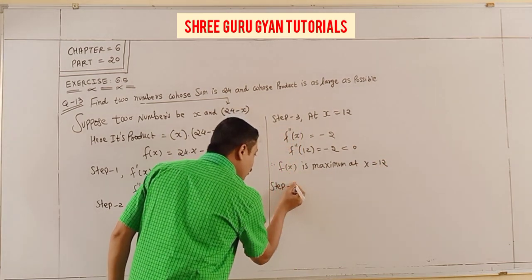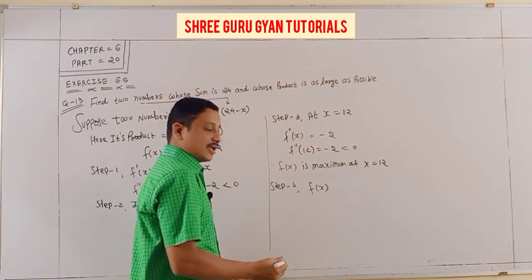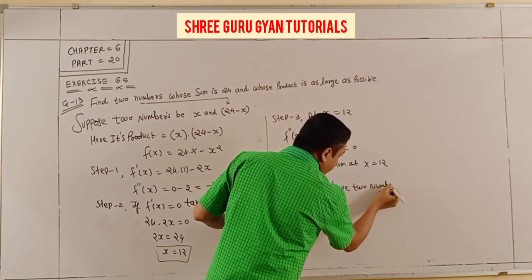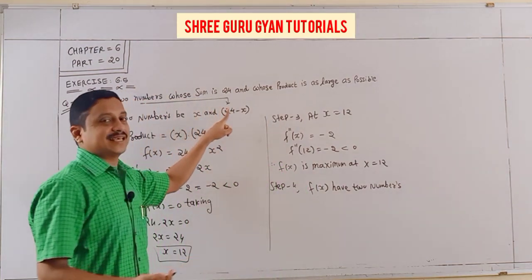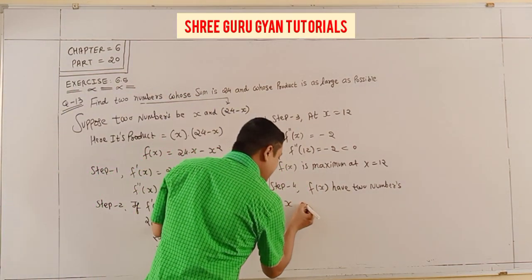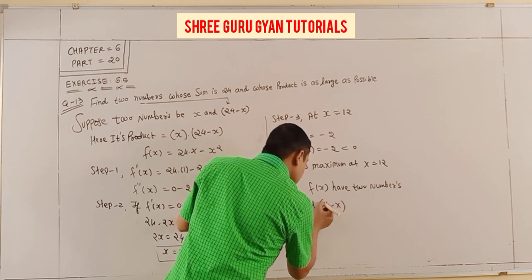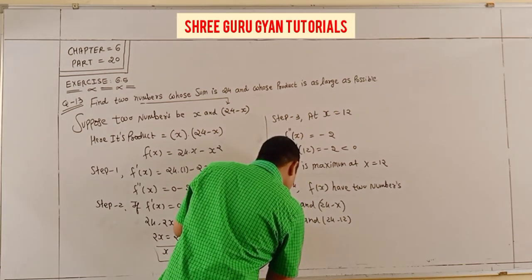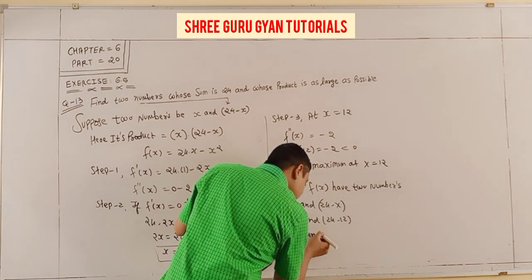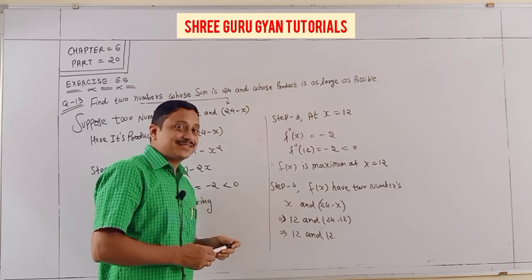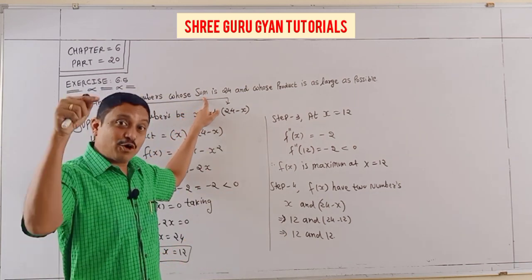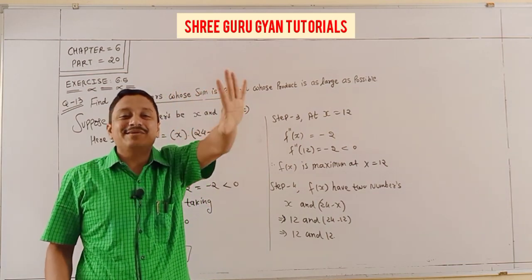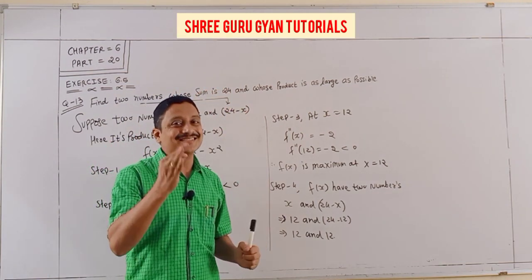And last step 4. What is your f(x)? You have two numbers, x and 44 minus x. You just put in 22, and 44 minus 22. So my answer is, students, 22 and 22. If you add both, you get 44. But if you multiply them, the product is as large as possible, it means it is maximum. And yes students, our numerical is happily done.